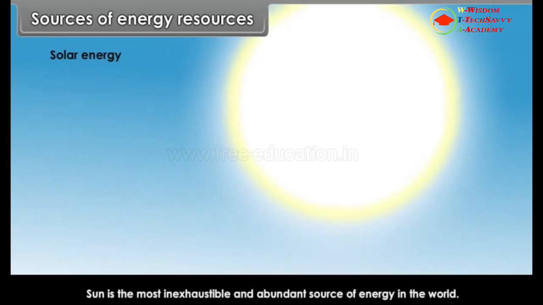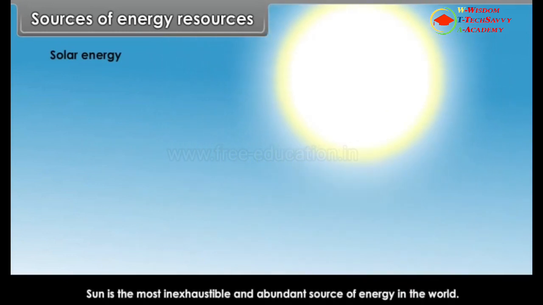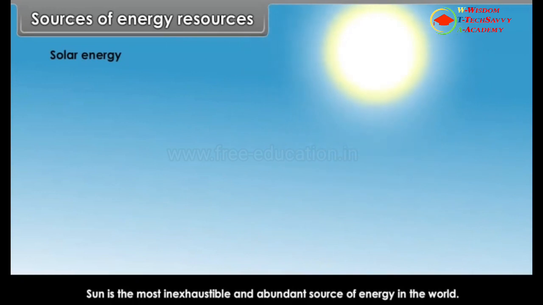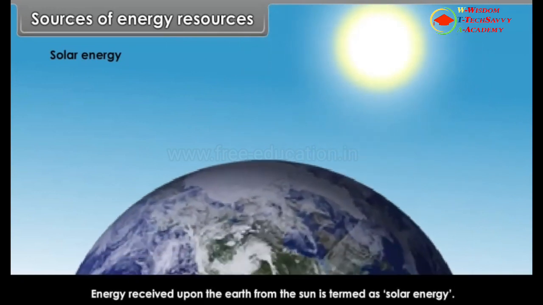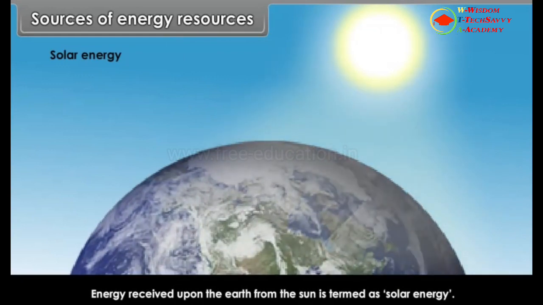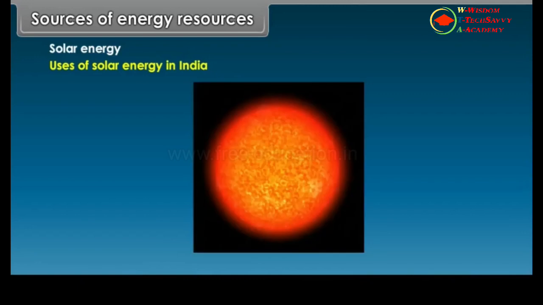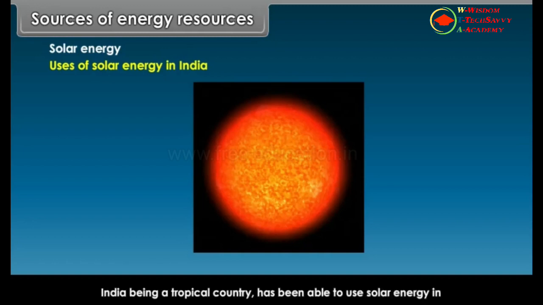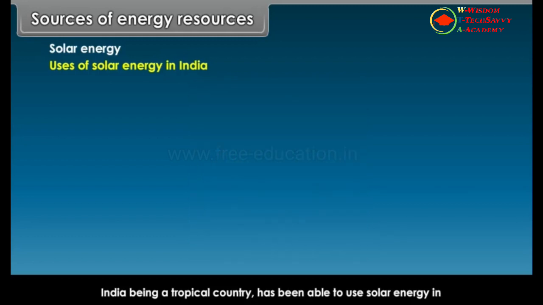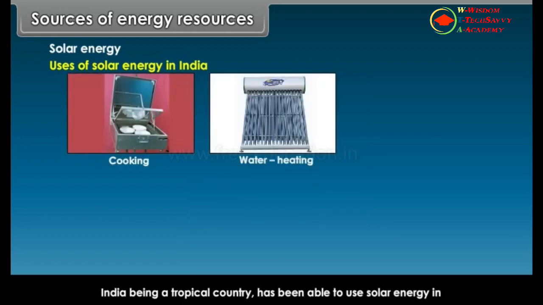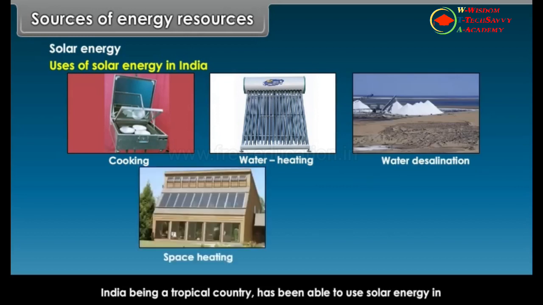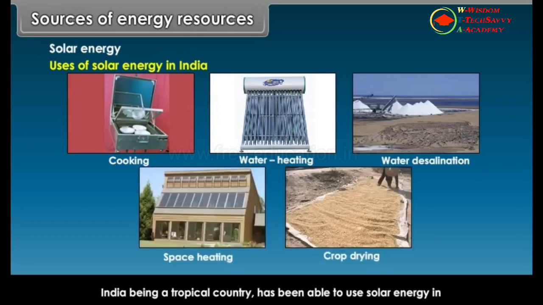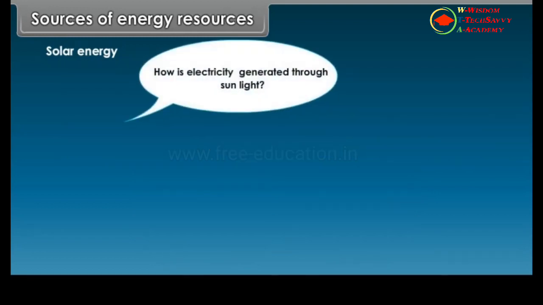Solar energy. Sun is the most inexhaustible and abundant source of energy in the world. Energy received upon the earth from the sun is termed as solar energy. Now we can list out some uses of solar energy in India. India, being a tropical country, has been able to use solar energy in cooking, water heating, water desalination, space heating and crop drying. How is electricity generated through sunlight?